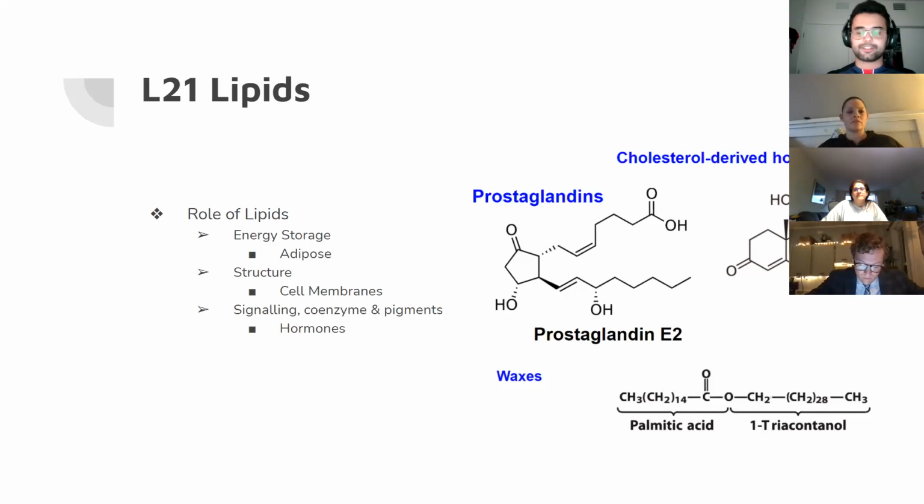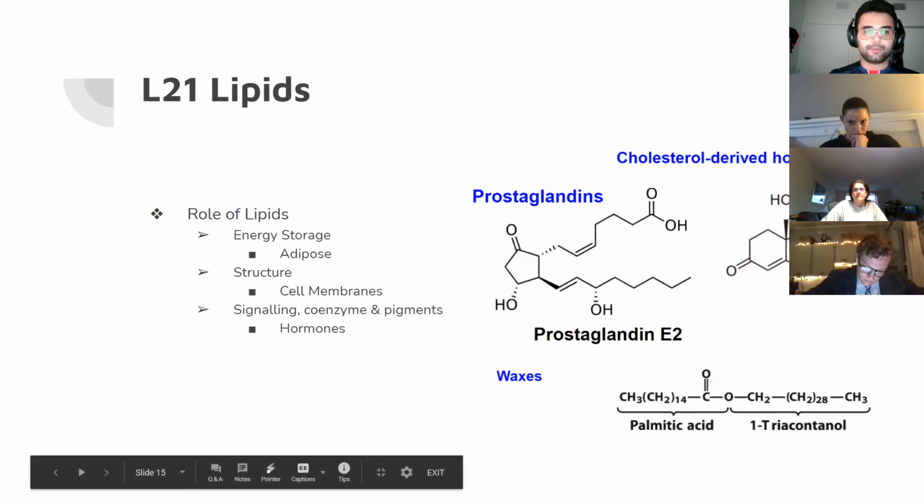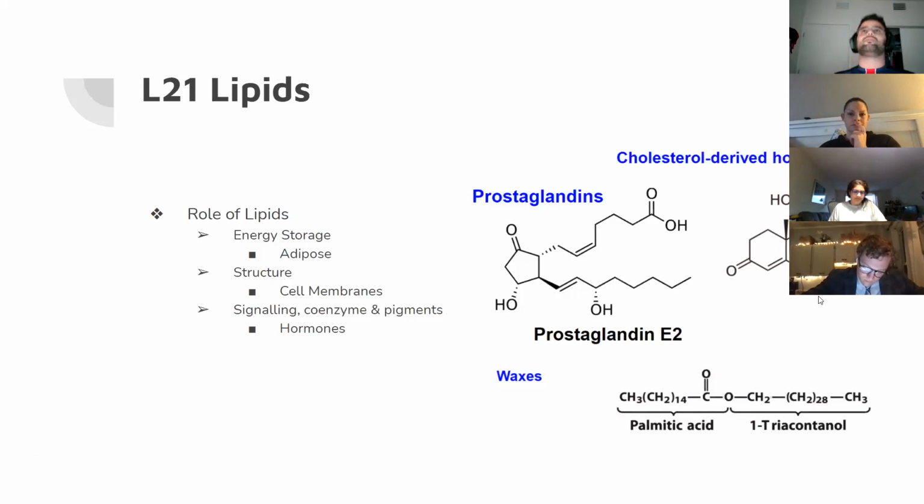The first thing we talked about in lecture 21 is lipids, right? Lipids are pretty important. We can use them for energy storage as adipocytes or adipose, for structures like cell membranes, and for signaling, coenzymes, and pigments. The important ones are hormones, the cholesterol-derived hormones. These are really, really important. Cholesterol is important for a lot of different hormones like estrogen, cortisol, and cortisone, and prostaglandin is also really important for signaling. I don't know why, but the only thing that reminds me of what prostaglandin does is childbirth. It's really important in childbirth. I don't know why that just came to my head, but it's really important.